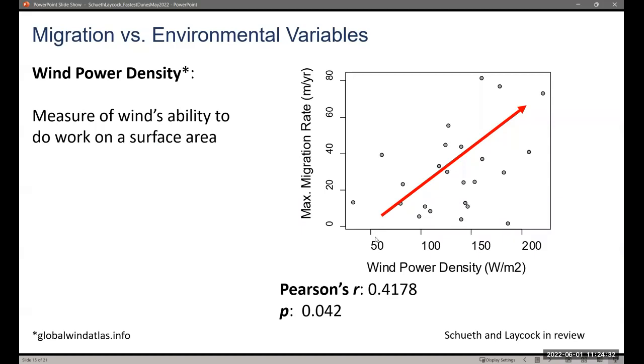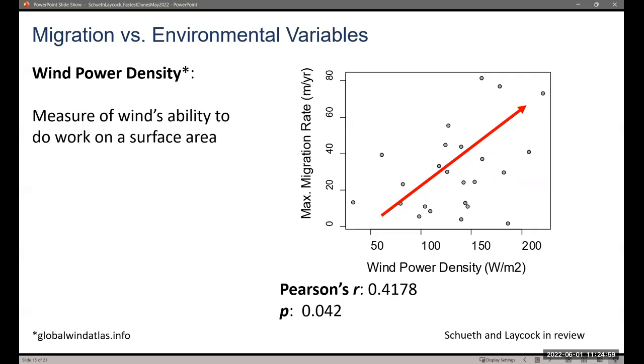So that's interesting. We found the world's fastest dunes, but the next question is then why are they the fastest dunes? What makes them so special compared to other dune fields? And so we're going to show some correlations now with climate data. The first set of climate data that I'll point out is wind power density. And this is a measure of the wind's ability to do work. So it's actually in watts per meter squared, the power per surface area.